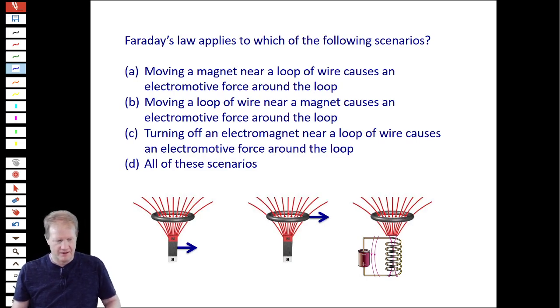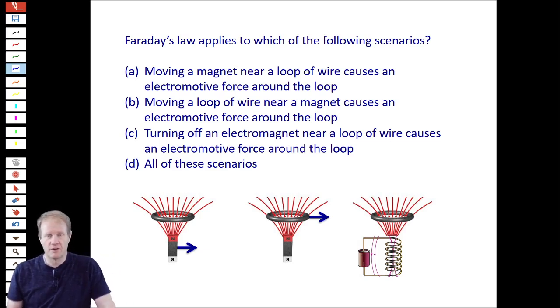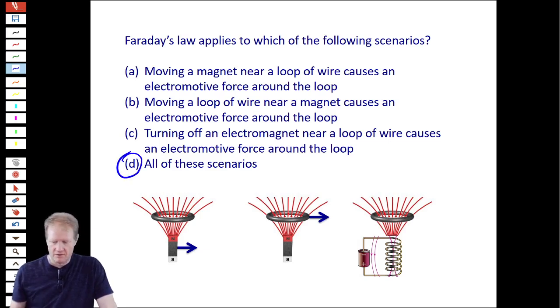All right, Faraday's law applies to which of the following scenarios? Moving a magnet near a loop of wire causes an electric force around the loop. Moving a loop of wire near the magnet, so moving the loop instead of the magnet, causes an electric force around the loop. C, turning off an electromagnet near a loop of wire causes an electromotive force around the loop, or all of these scenarios, and the answer is D. So all of those work.